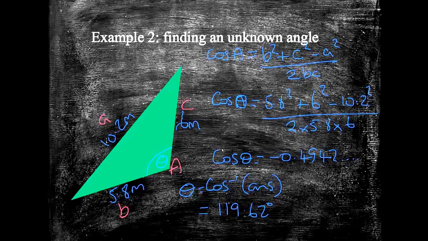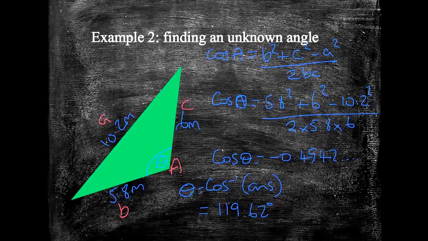and that's going to give me the angle of 119.62 degrees. Okay, now if you didn't get that, double check that your calculator is in degrees mode. If you're not sure how to do that, consult the little manual that you get, have a look online, ask your teacher, but 119.62 is what you're looking for.